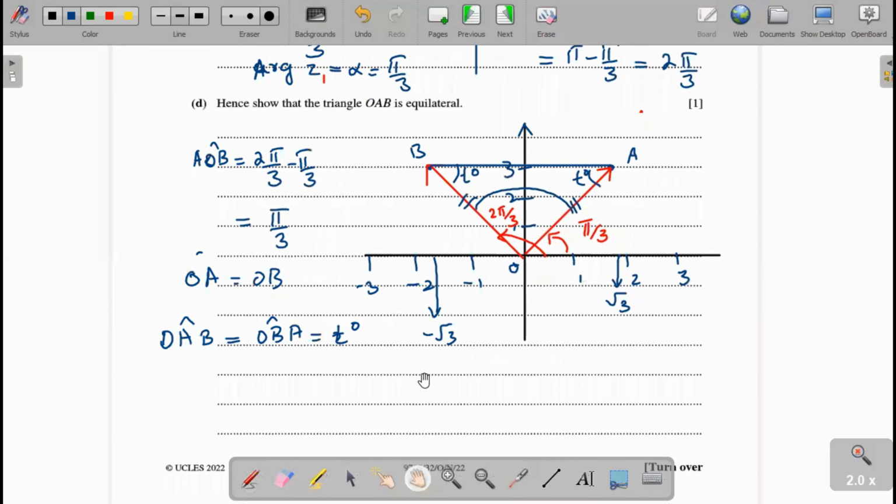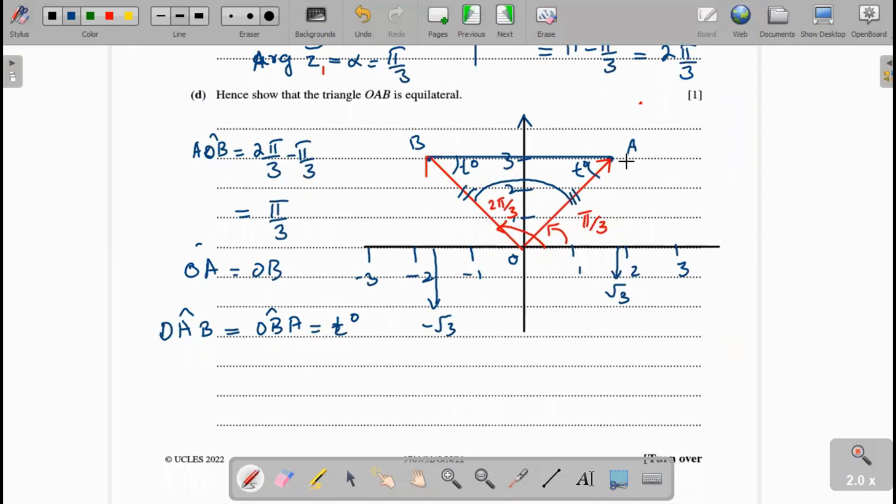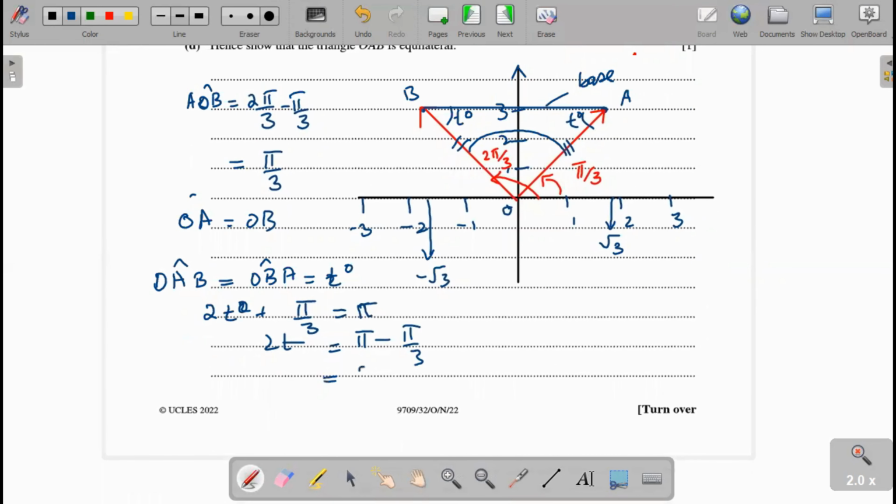Now we find the angle P. First you see here this is the base side. The angles on the base sides are always equal in an isosceles triangle. You see here this is the base of the isosceles triangle, therefore P degrees will be equal to P degrees. Therefore we can write 2P degrees plus pi over 3 equal to 180, equal to pi. Now 2P will be equal to pi minus pi over 3, that will be equal to 2 pi over 3, so P will be equal to pi over 3.